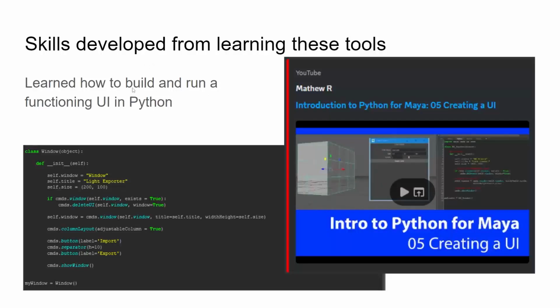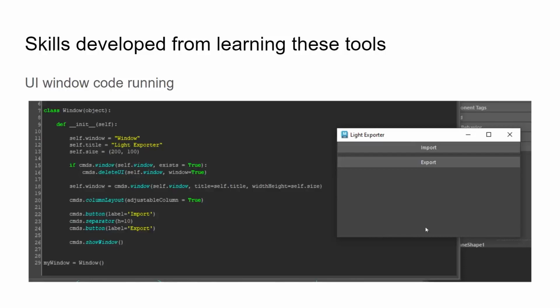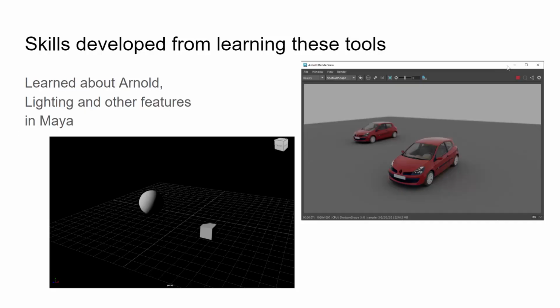I've also learned how to build and run a functioning UI in Python thanks to this video here. And you can see this is the code I have. And this is what the UI looks like once I run it in Python. Some other things I've learned were about Arnold and how lighting works in Maya generally.